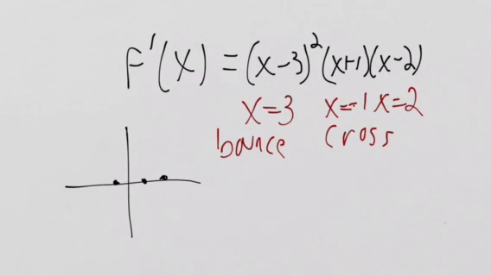What's the end behavior? We have to add up the multiplicities to get the degree. 2 plus 1 equals degree 4. So we're going to have up end behavior. So we are starting up.